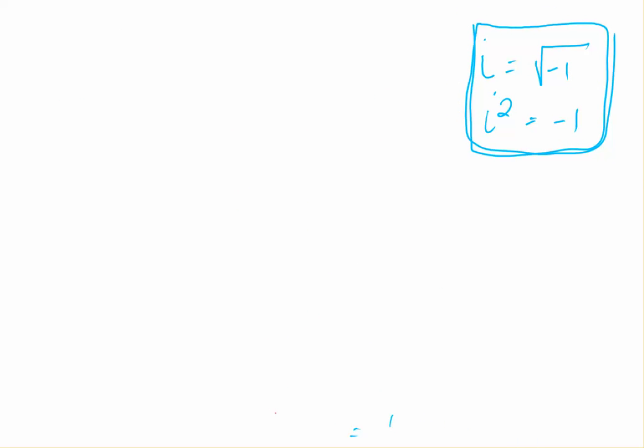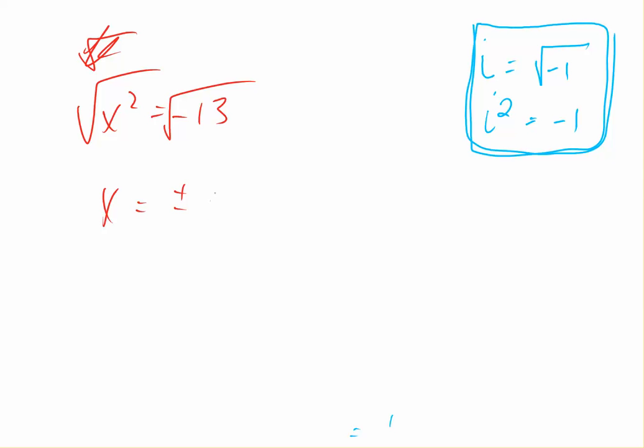Let's try another couple examples. So let's say we have x squared is equal to -13. So we'll take the square root of x squared, square root of -13. We get x equals plus or minus i times the square root of 13. We can't reduce the 13 anymore.